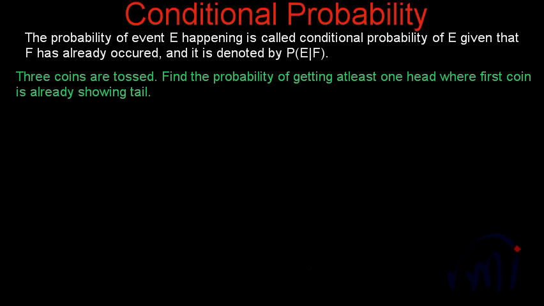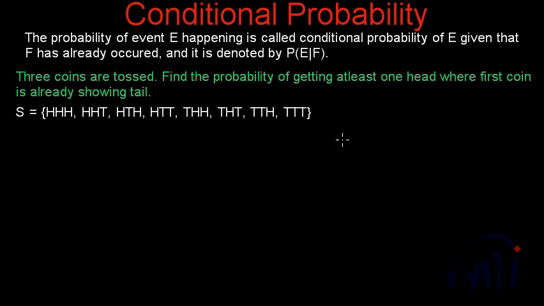When we toss 3 coins, what will be our solution space? Our solution space will be this, and the number of elements in this set S, or the cardinal number of S, will be 2 to the power 3, where 3 is the number of coins and 2 is the total possible outcomes when you toss a coin. When you toss a coin, you can get either head or tails. So there are 2 possible outcomes, and since we have 3 coins, the total possible outcomes will be 2 to the power 3, which is equal to 8. So the number of elements in this set is 8.